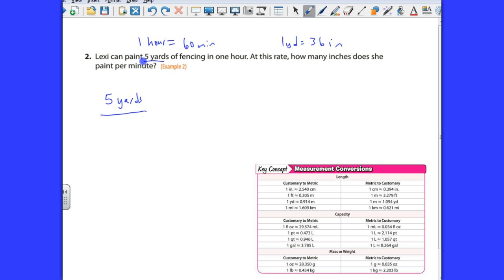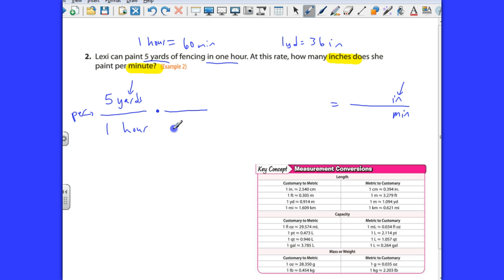Okay, we have 5 yards of fencing that can be painted in 1 hour. 5 yards per 1 hour equals. Now, here's what they want. They want to know how many inches per minute. So we're going from yards per hour to inches per minute. If she goes 5 yards in an hour, how many inches is she going per minute? So to make the conversion here, the first thing I want to do is change the yards into inches.